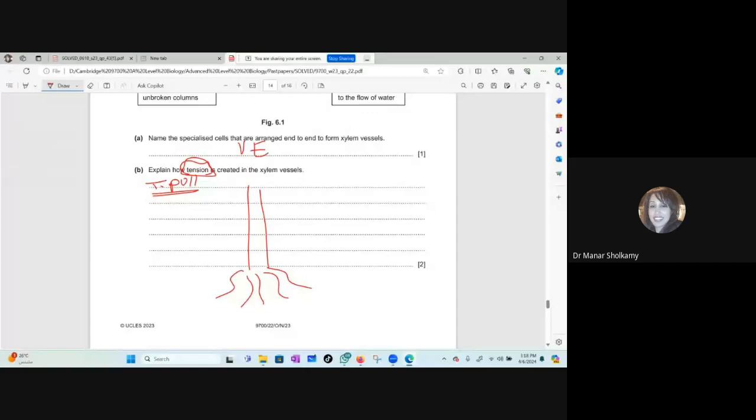There is a tension because I have high hydrostatic pressure in the soil. And at the leaves, because of the transpiration, what do I have? Low or high hydrostatic pressure? Low hydrostatic pressure. And this change in pressure will create tension, will create the transpiration pull, will pull the water. And also cohesion and adhesion forces will help. But the tension, the negative pressure, is created due to the changes in pressure.